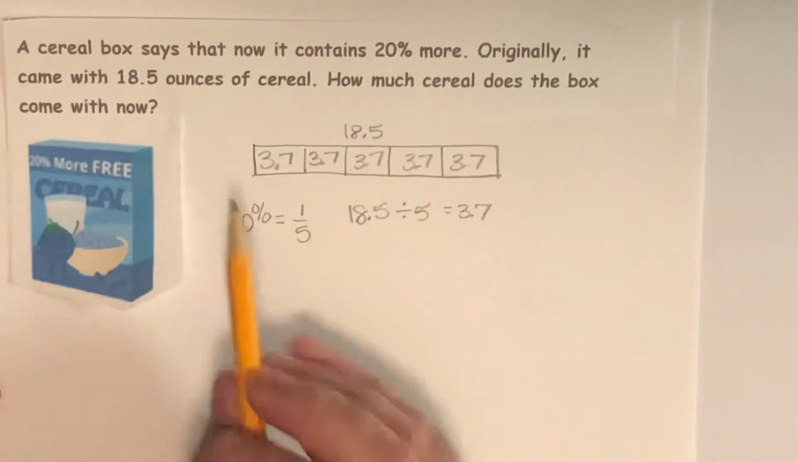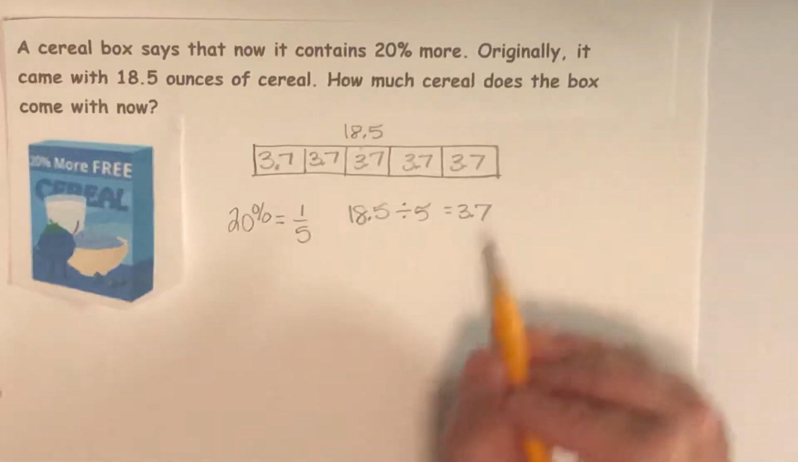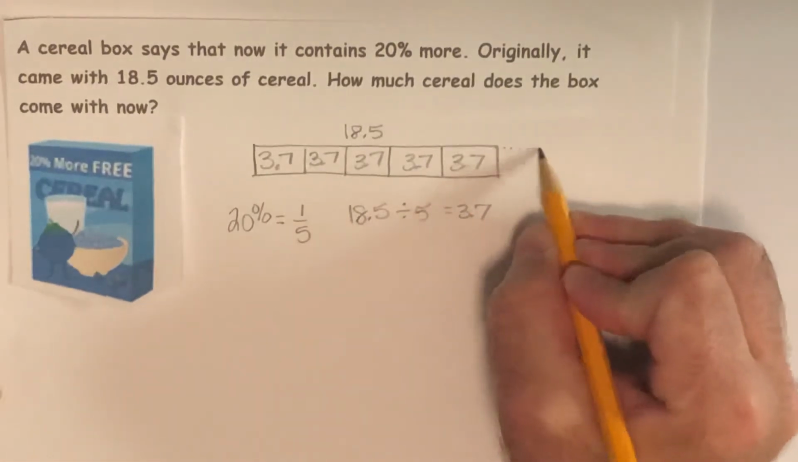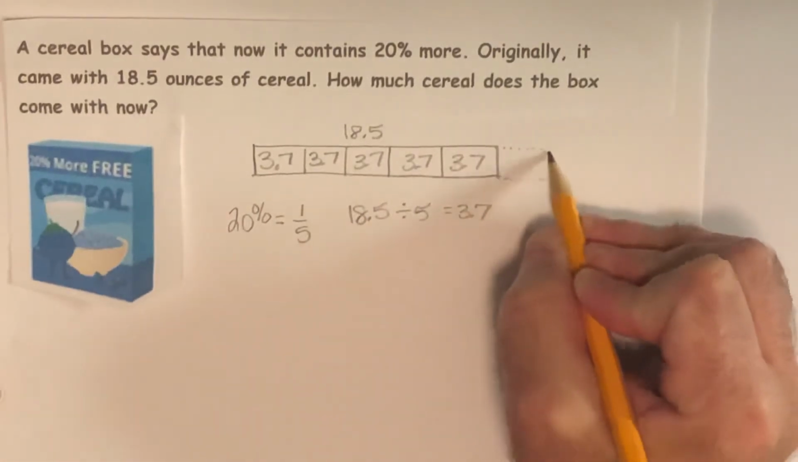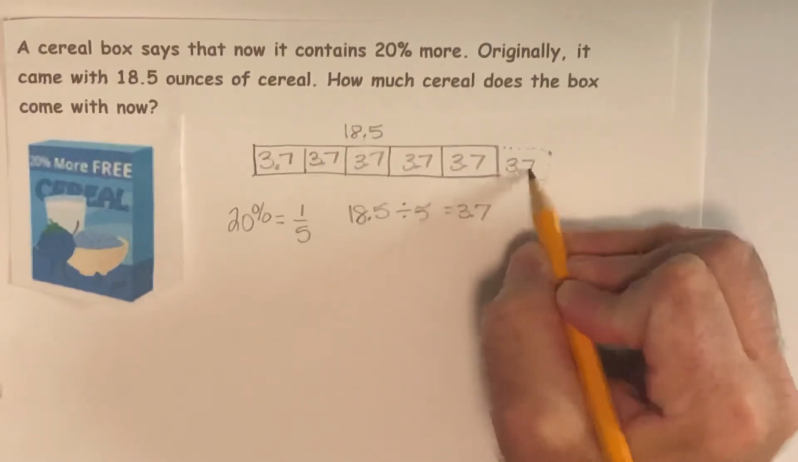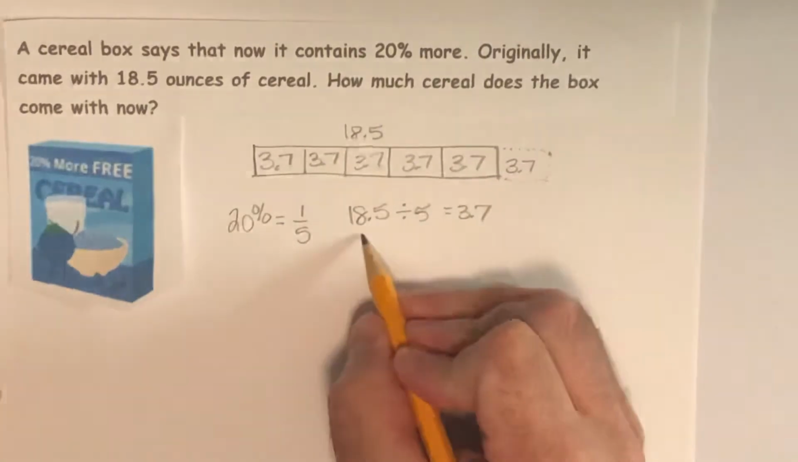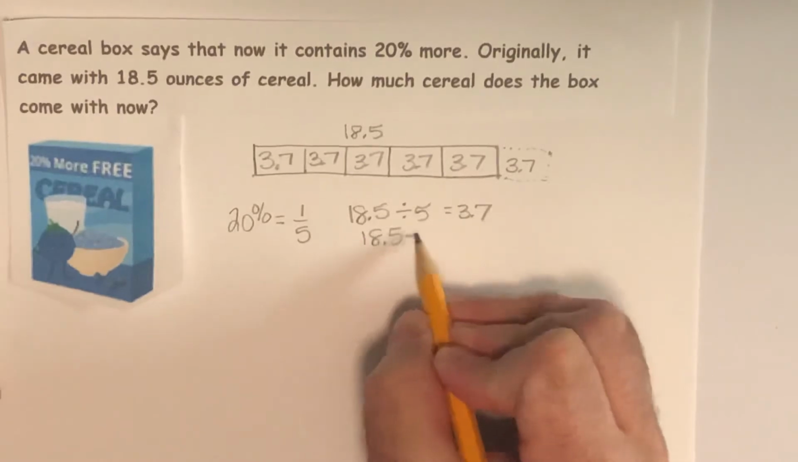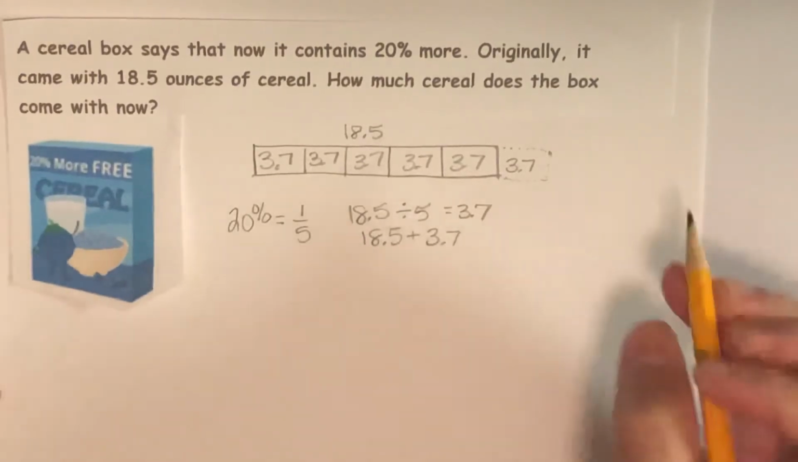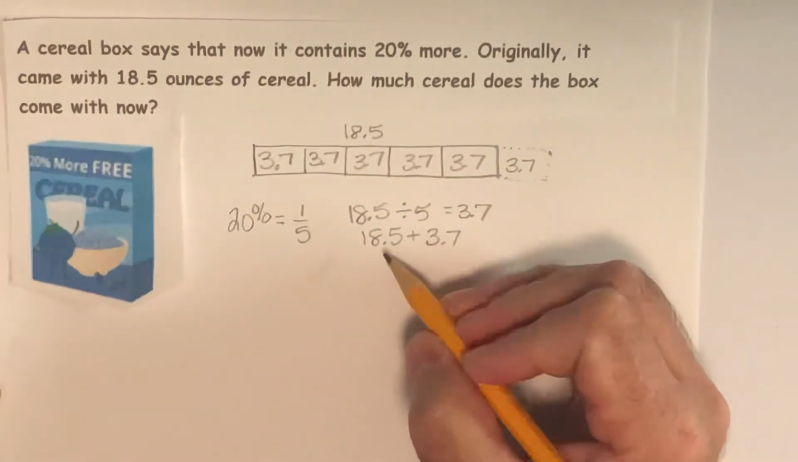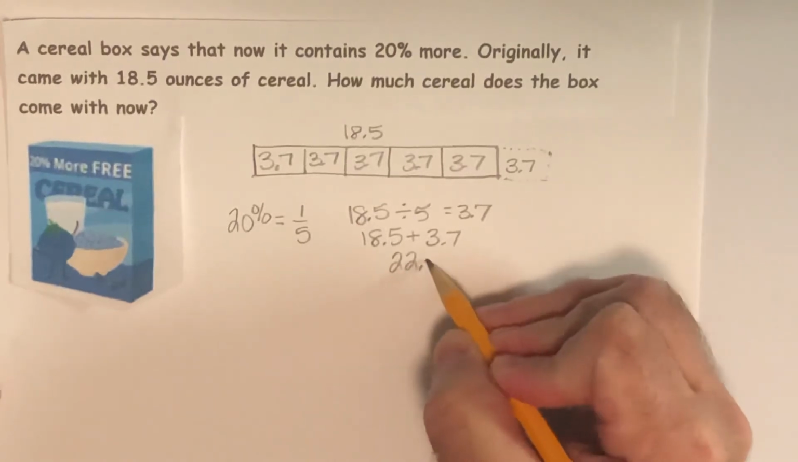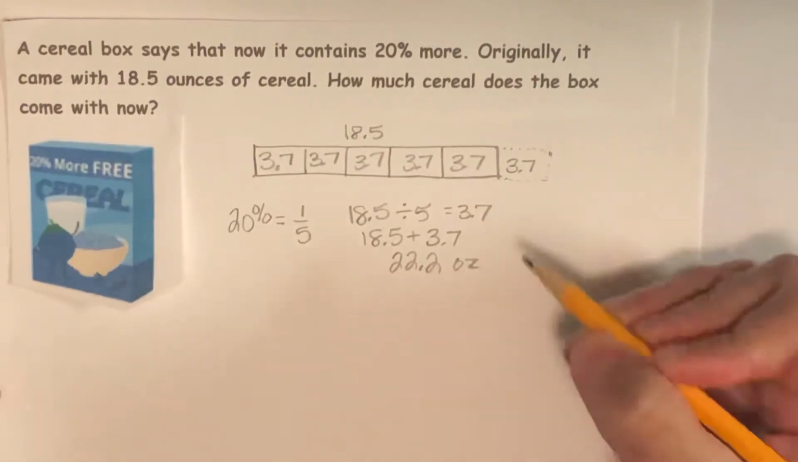Now, if the cereal increased by 20%, then we're essentially going to add an additional part here, which is worth 3.7. So we are adding 3.7 onto 18.5, which gives us the 22 2/10 ounces as an answer.